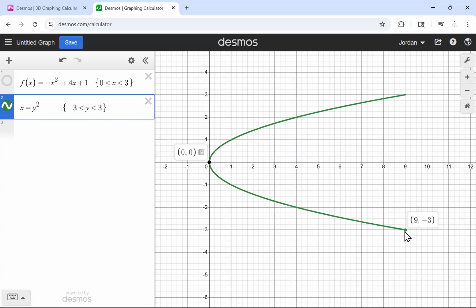Again, as a point travels along this curve, that point will have traveled 19.49 units, approximately. So there we go. That's the idea of arc length, where now our function is x as a function of y.